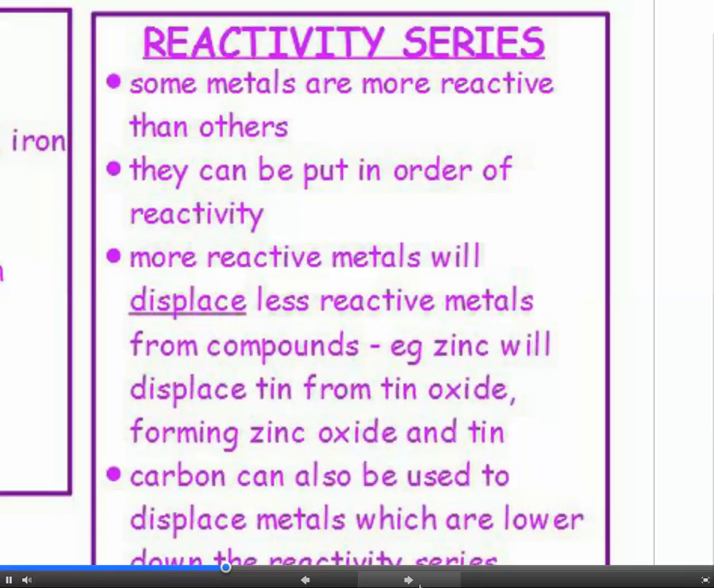Reactivity series. Now some metals are more reactive than others, and they can be put in order of reactivity, so most reactive at the top and least reactive at the bottom. More reactive metals will displace less reactive metals from compounds. For example, zinc will displace tin from tin oxide, forming zinc oxide and tin.